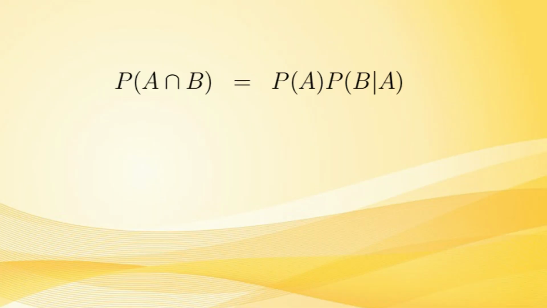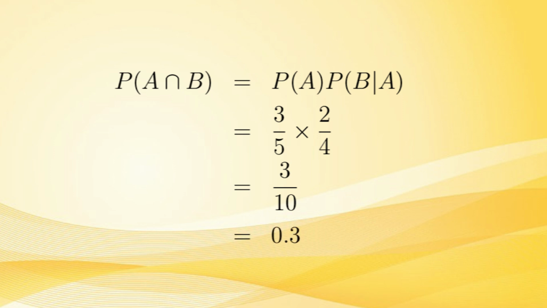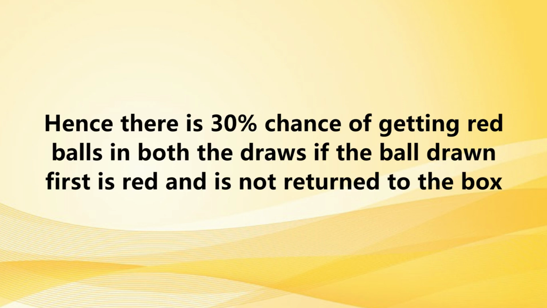That is, probability of A intersection B is equal to probability of A into probability of B given A, which is equal to 3 by 5 into 2 by 4, which is equal to 3 by 10, which is equal to 0.3. Hence, there is 30% chance of getting red balls in both the draws if the ball drawn first is red and not returned to the box.